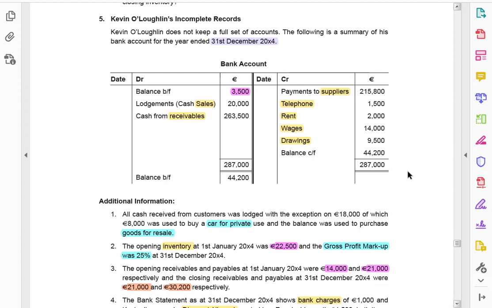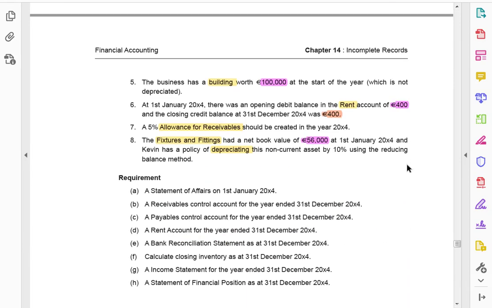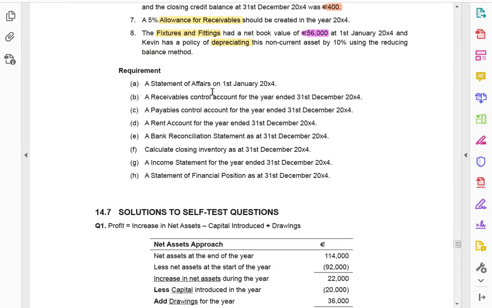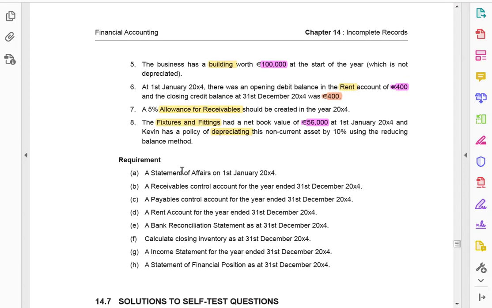So the first piece of prep is I always look at my requirement, and I see here that I have a number of accounts to create. I have to do a bank rec, I have to calculate closing inventory, and I've got the income statement and the statement of financial position at the end of the year that I have to create. Looking at all of those things, I would say that this is a 20-mark question.